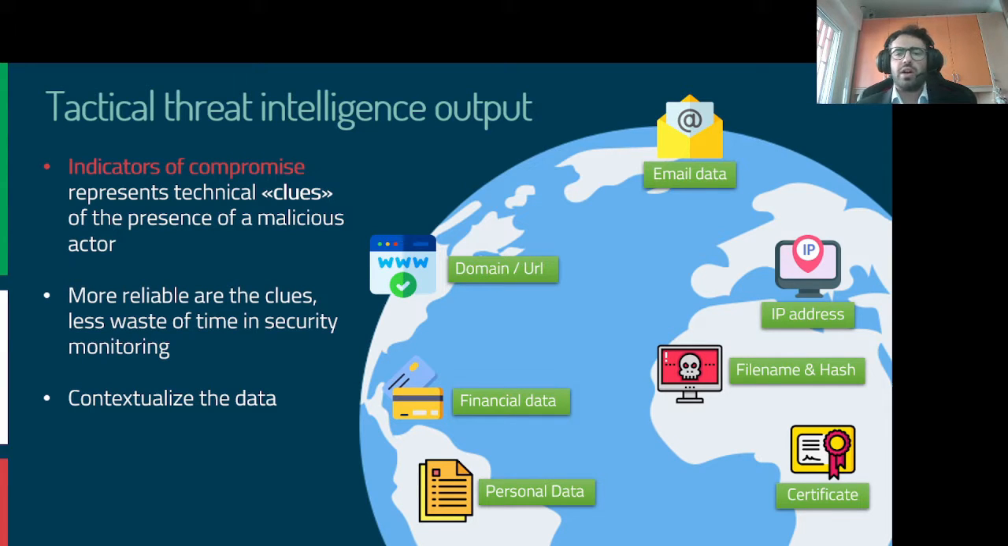What do you think are the outputs of tactical threat intelligence? All of you will say the IOC. It's simple. IOCs are email metadata, domains, URLs, financial data such as IBAN and credit card numbers, file metadata, IP addresses. These indicators are the technical evidence of possible compromise of a system. It's essential to have reliable and decontextualized clues or indicators, as they allow you to speed up the process of threat intelligence.